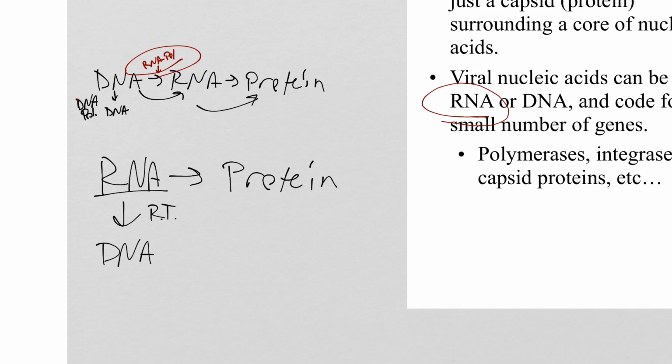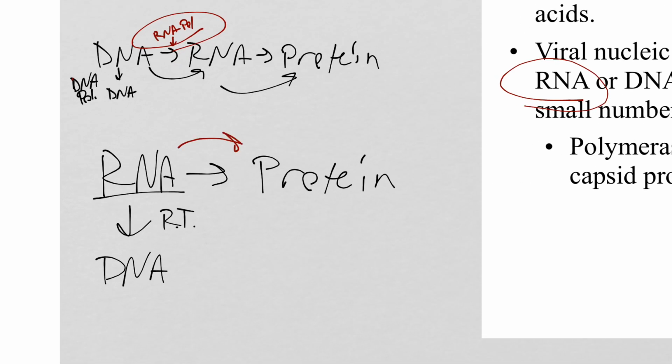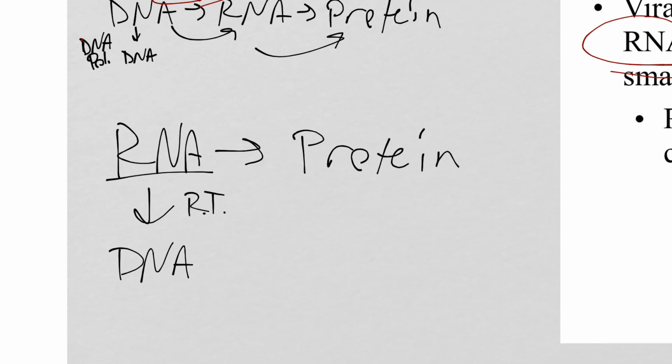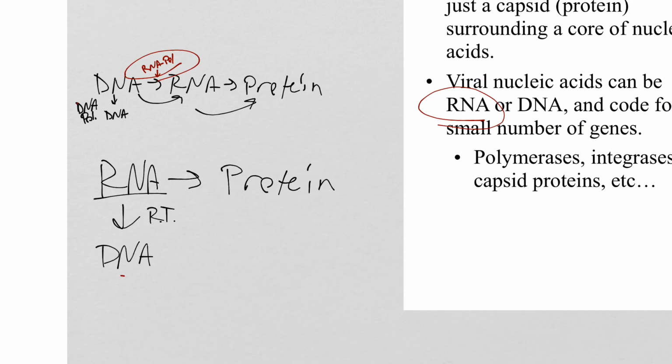So a retrovirus, same thing, RNA-based, so it can just go RNA to protein to make its capsid. It reverse transcribes RNA into DNA, and now, once it has that DNA, you can just go back into the normal flow of DNA to RNA to protein, and everything works out just fine.